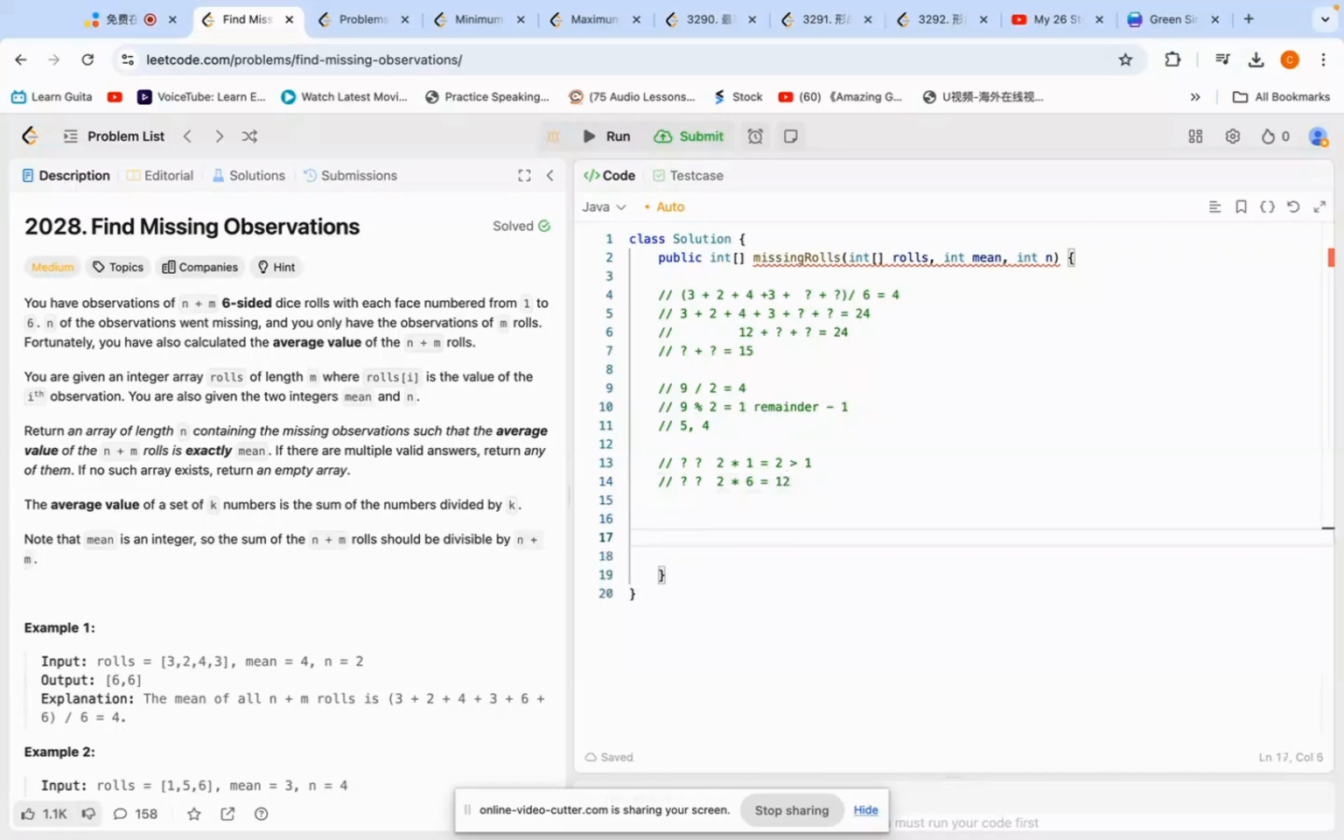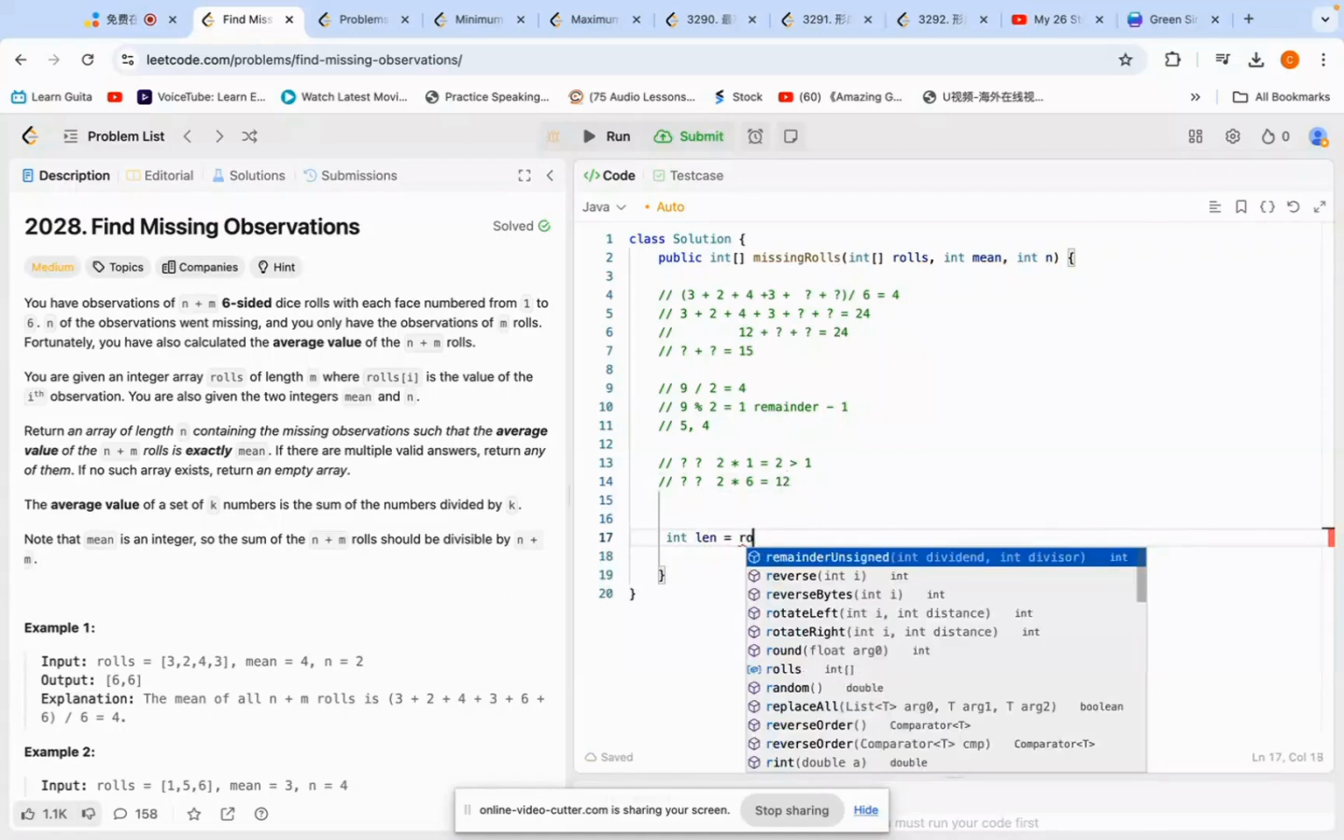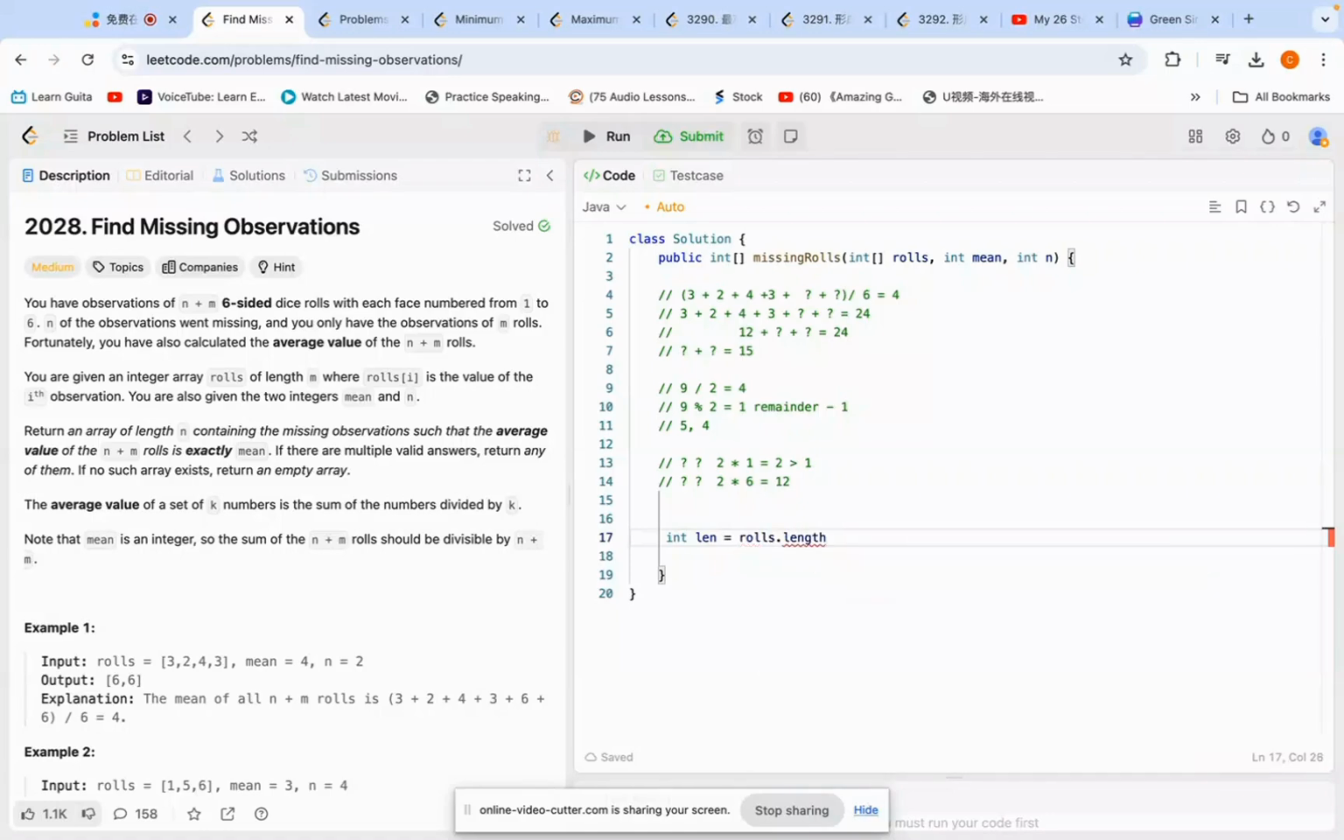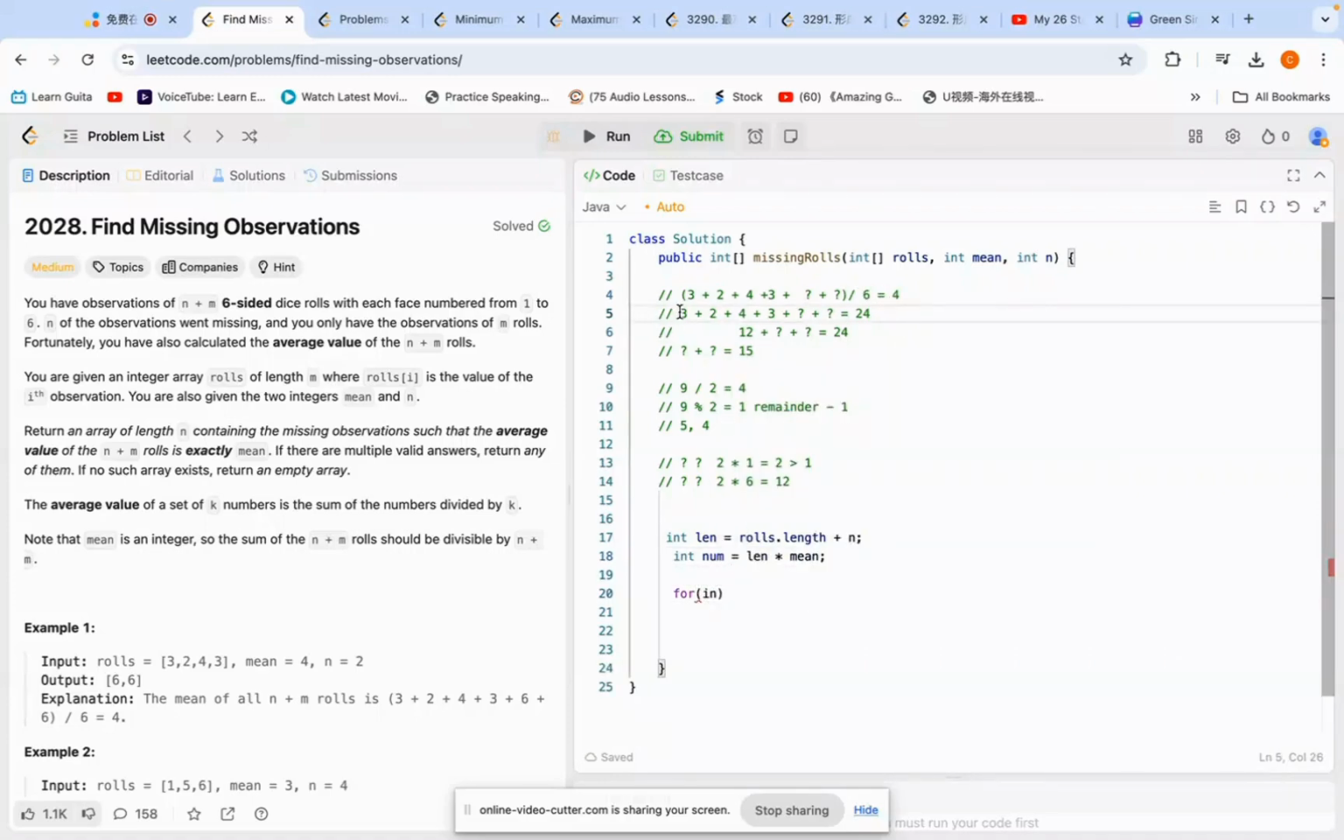Now here let's start. So here we have the length equal to rows. And now we got this length, right? So now we need to do the number equal to, so here we need to divide by 6 for both. So actually it's length, right? It's length times min. Right, now here we come to this step. We need to minus this number and the rows.